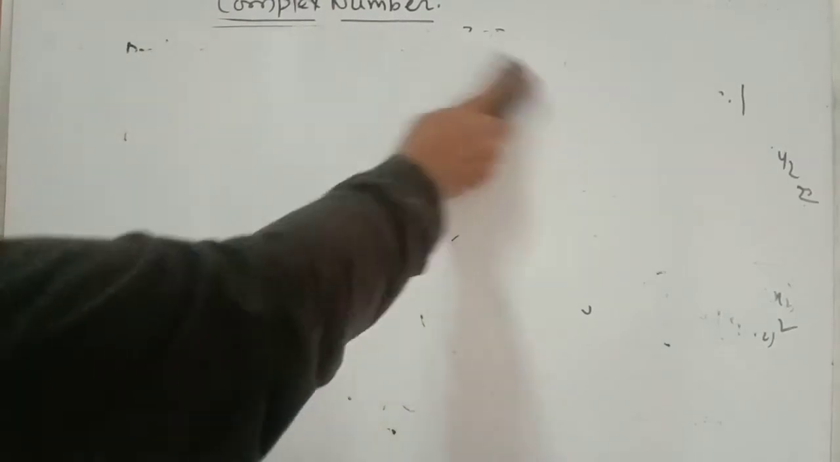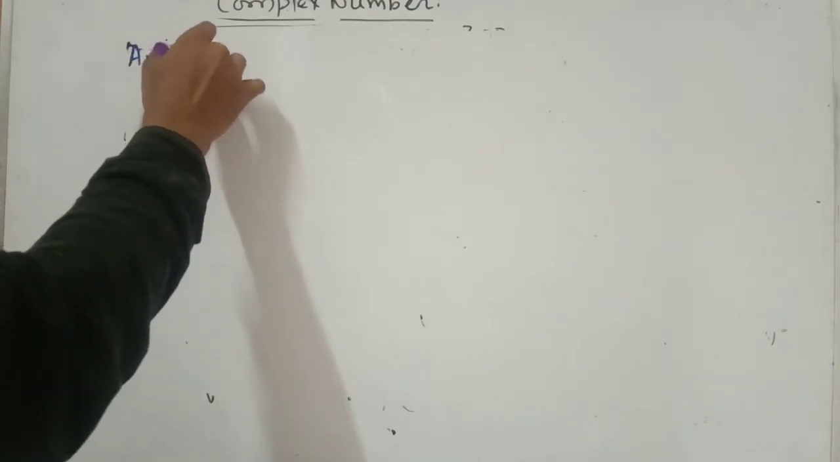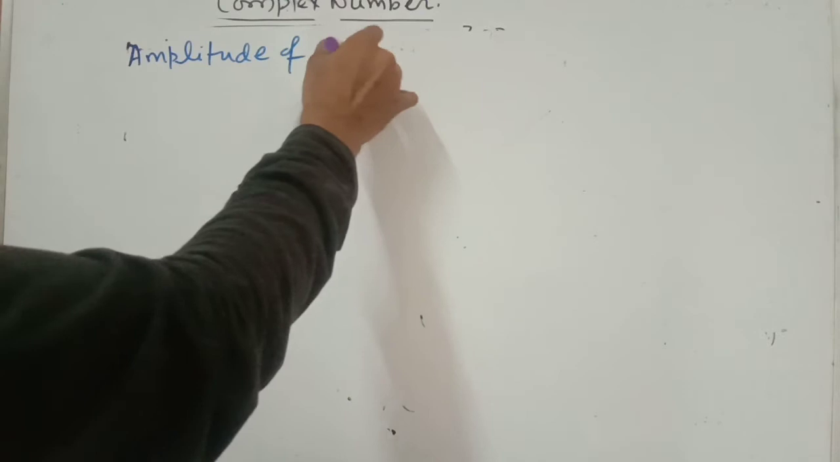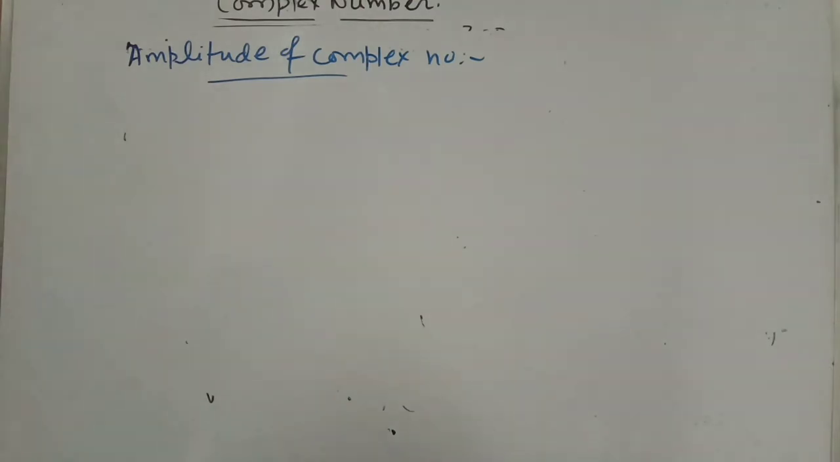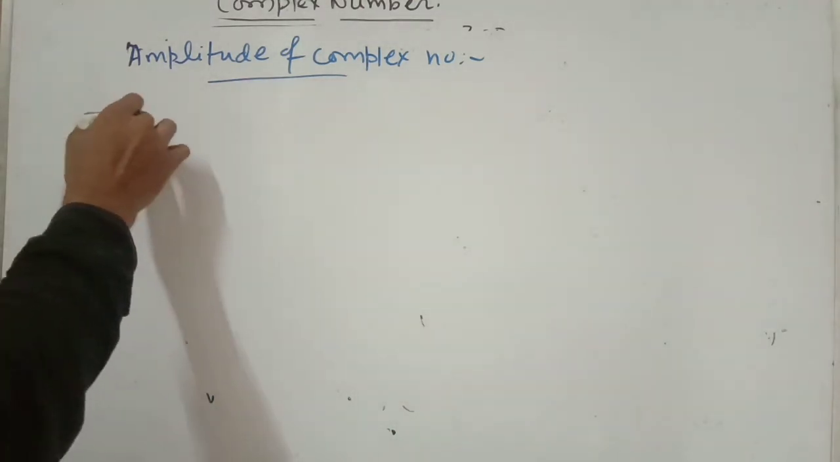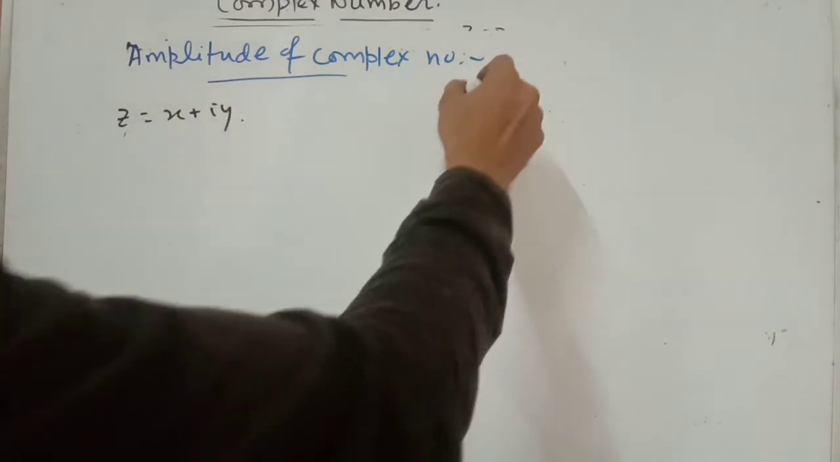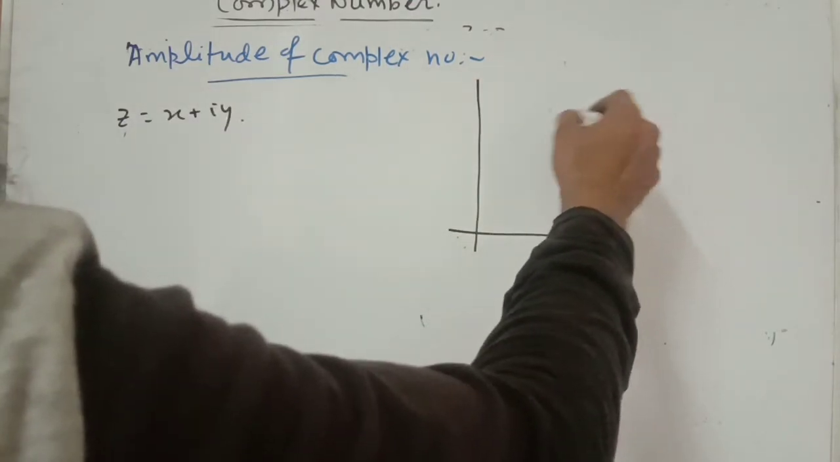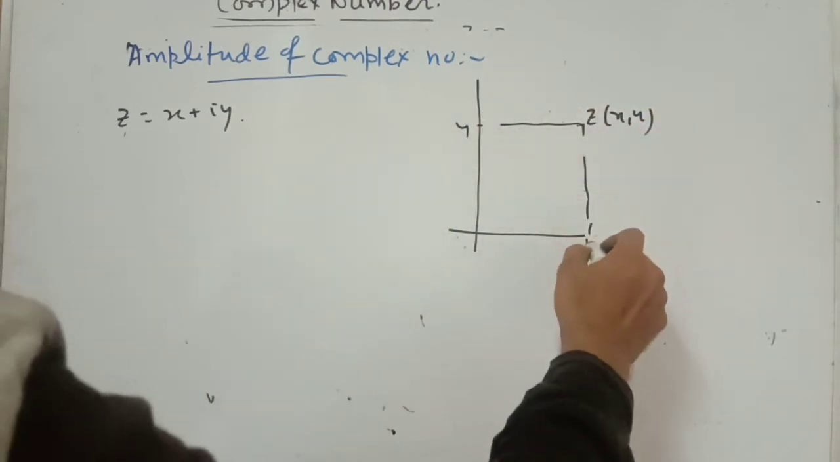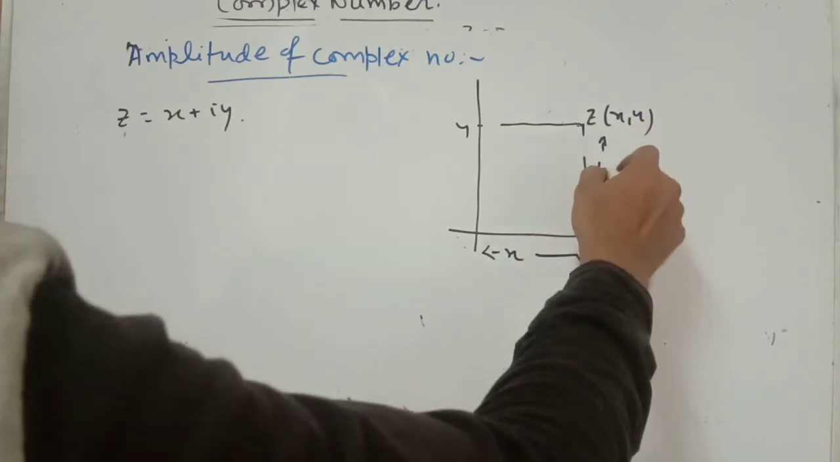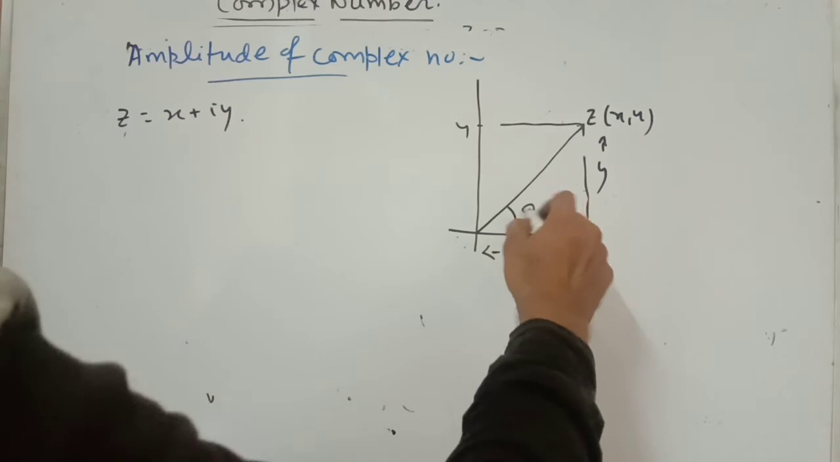Now I am going to discuss the amplitude of a complex number. So what is the amplitude of a complex number? Let me consider z equal to x plus iy. Already told, z is a coordinate in the Argand plane, (x, y). Okay, so this one is the y and this one is the x. Now let this angle made with the positive x axis be theta.